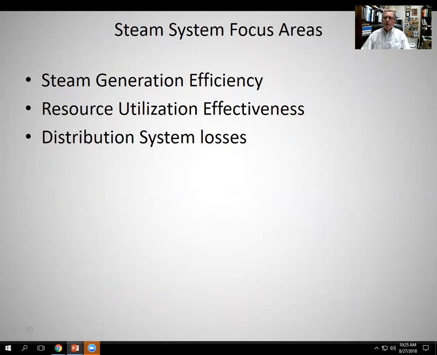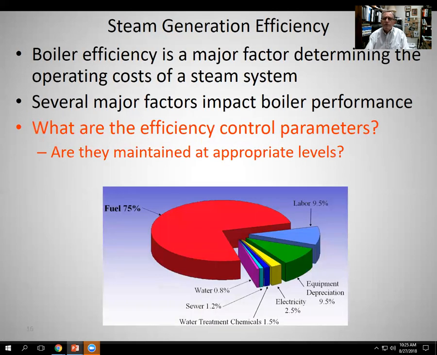Okay, so now that's kind of our introduction, just to let you see a little bit what steam systems look like. We'll go into some of these other topics. This is kind of the focus areas of the course. So under steam generation efficiency, boiler efficiency is a major factor determining the operating cost of the steam system. If we can combust the fuel efficiently and generate steam with that heat, that's going to go a long way towards minimizing the cost of operation.